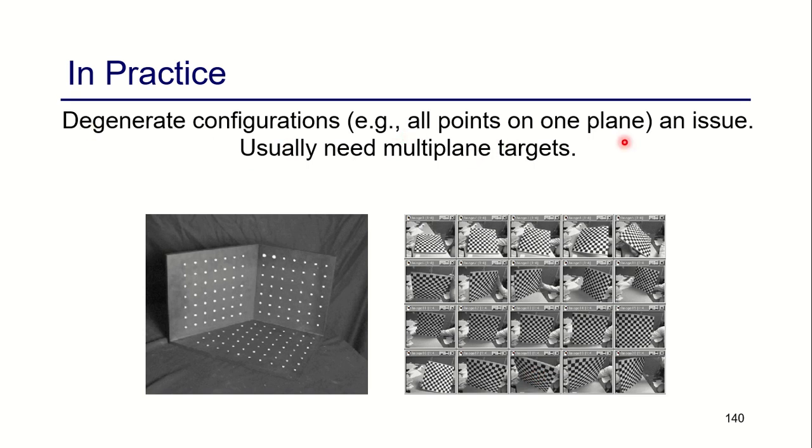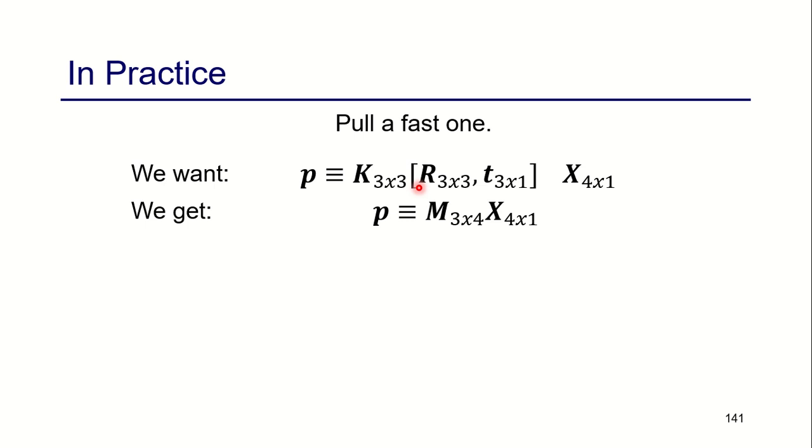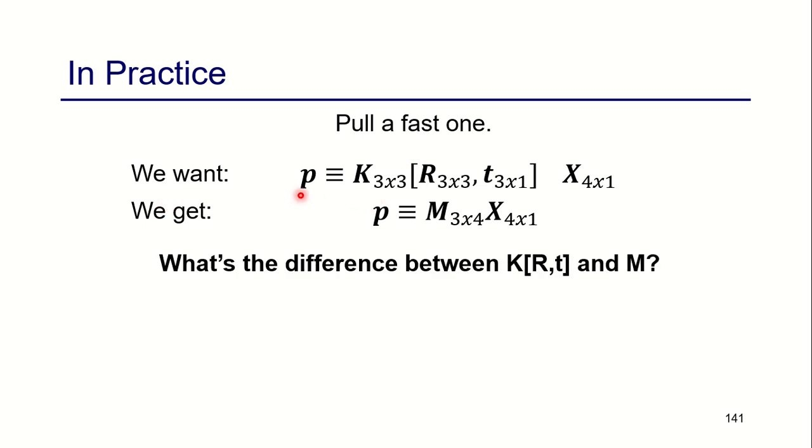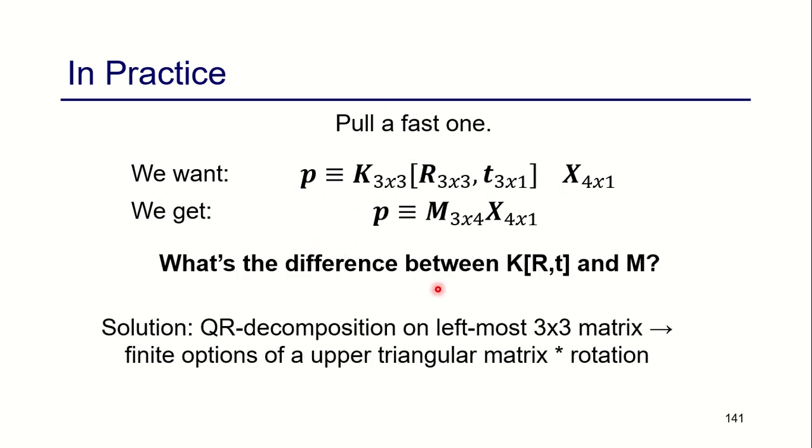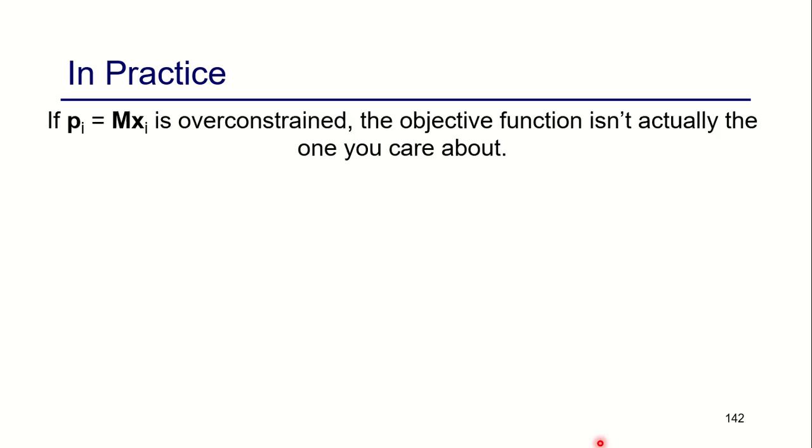An example: if all points are on one plane, that is an issue, and we need multi-plane targets to resolve this. So we will have this as our final equation, and then we can find the P. So what's the difference between K, R and T? The solution is to find K, R, T from M, that is, to do QR decomposition on the leftmost 3 cross 3 matrix, which gives an upper triangular matrix times the rotation.